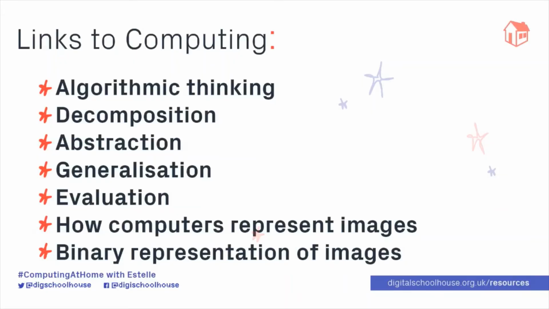So let's have a look at what we've learnt. First of all, algorithmic thinking. By following my instructions, the ones and zeros of my picture, you were able to recreate a picture at home completely distanced from me. So you followed my algorithm to recreate my picture. We also looked at decomposition. You broke a picture down into individual pixels.